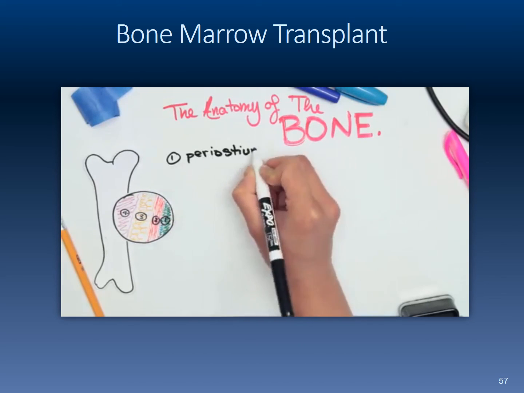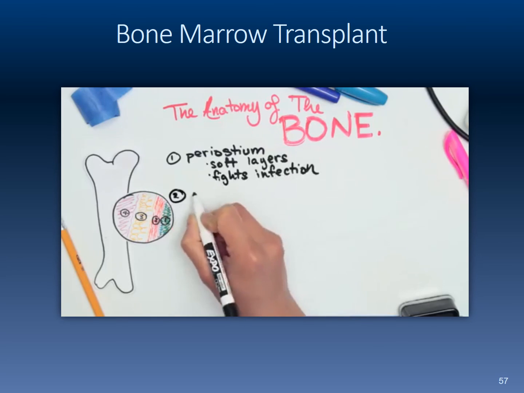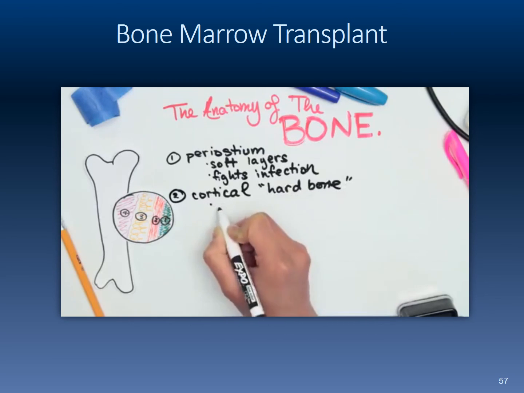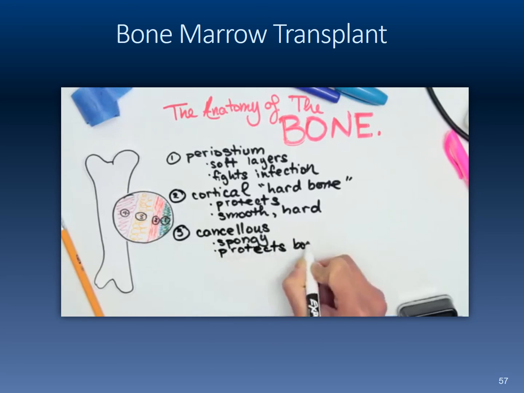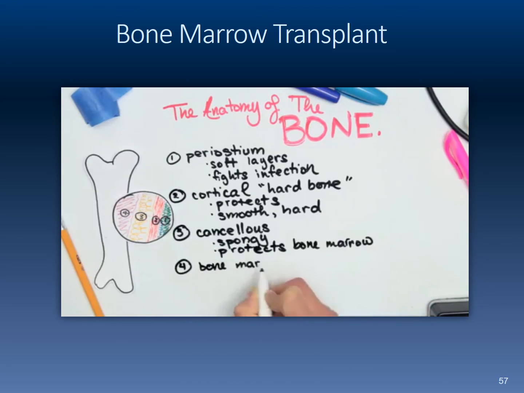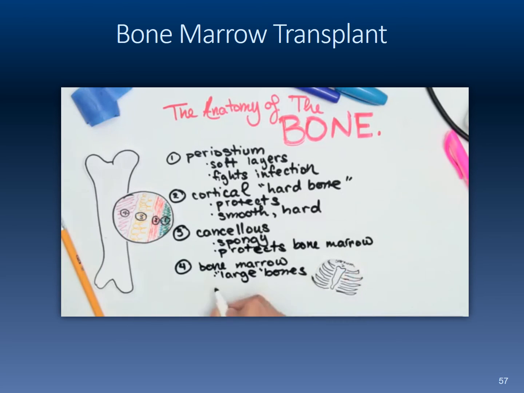There are 4 major parts to a bone: the periosteum, a soft outer protective layer, then the cortical or hard bone that provides structural protection, the cancellous spongy layer that protects the innermost layer, the bone marrow. The bone marrow is a thick jelly-like substance that is found in large bones and is responsible for the creation of blood cells.